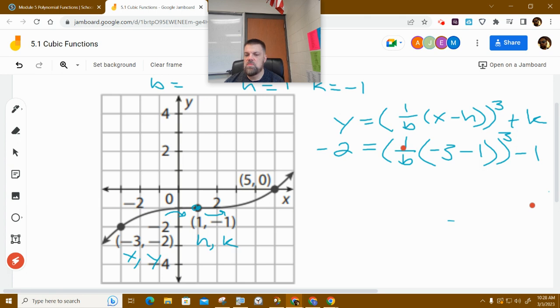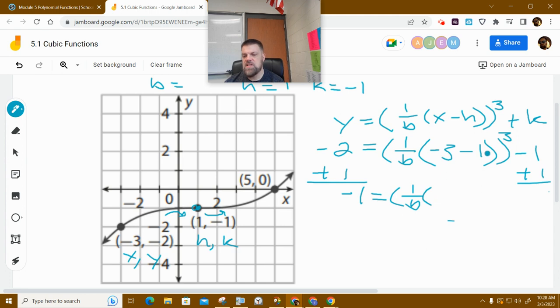So I've got this cube. I'm going to have to take the cube root at some point in time. So I need to start moving stuff away and doing some stuff with the numbers. The first thing that I'm going to do is add 1 to both sides. When I do that, -2 plus 1 is -1 times all this stuff. What's -3 minus 1? -4.